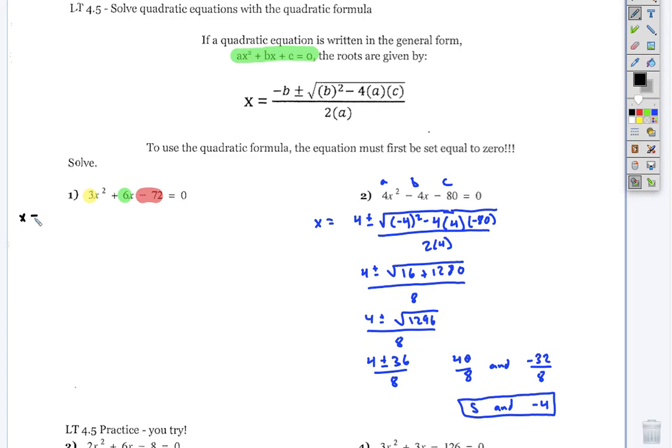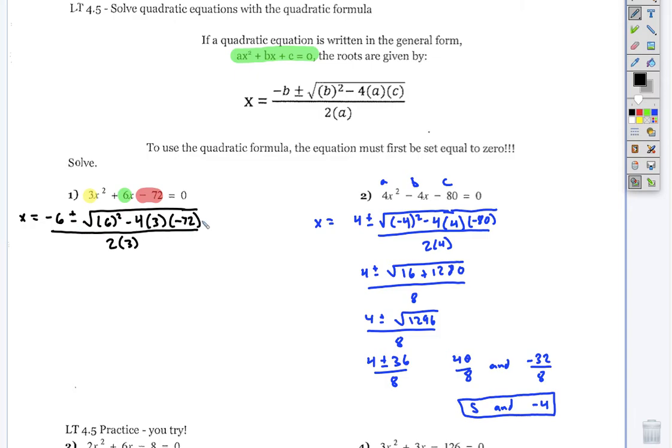So now I'm going to copy down this quadratic formula, except I'm going to replace all of these variables with the different values. So negative b in this case would be negative 6 plus or minus square root of b squared, so this is 6 squared minus 4, and then a is 3, and c is negative 72. And then the fraction bar, 2, and then a is 3. So here's the initial setup, just plugging everything in.